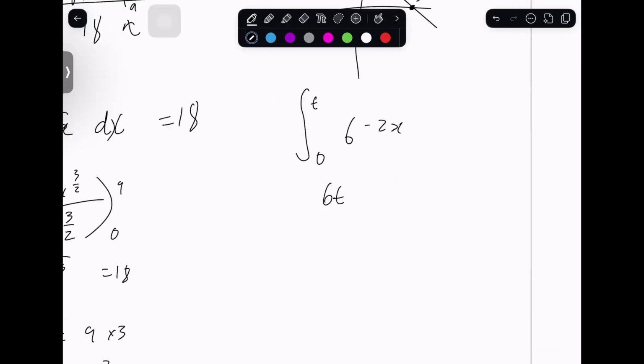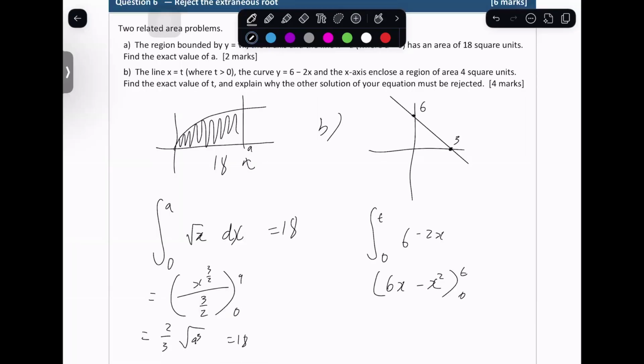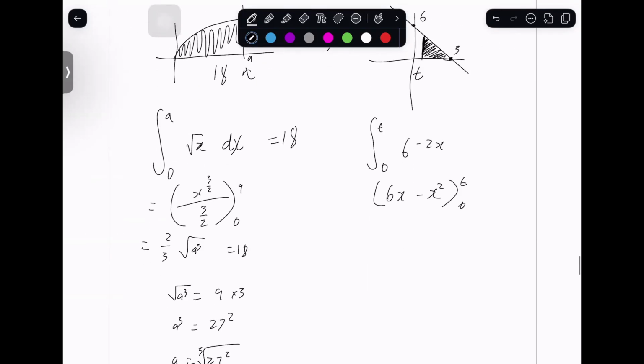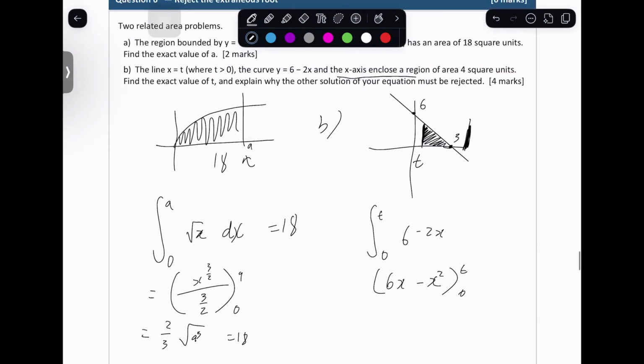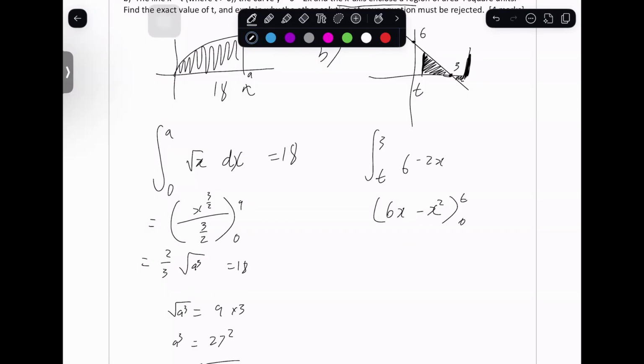Let's go ahead and integrate this. 6x minus x squared is what you get when you integrate, just using the basic power rule. Sub in the points of t and 0. Slight miscalculation because it's the x-axis and the region. So it's actually going to be from, let's say, the t value here up till 3, because that's how it's actually getting enclosed. So we have this requirement where t must be less than 3, because otherwise, if the t value is like here somewhere, that's not going to actually enclose it with the x-axis. It's actually going to be integral from t up till 3.